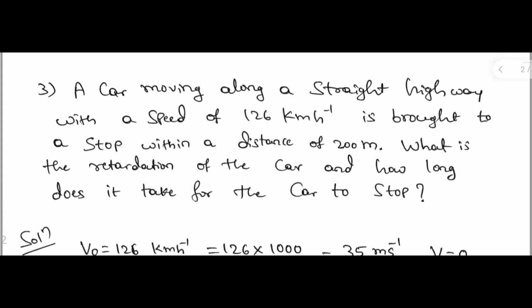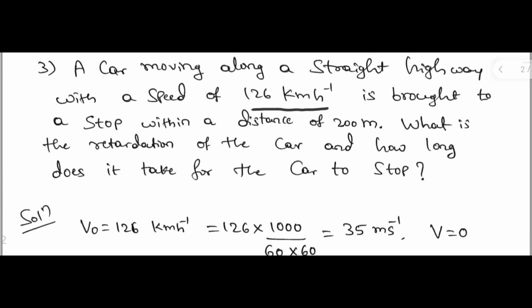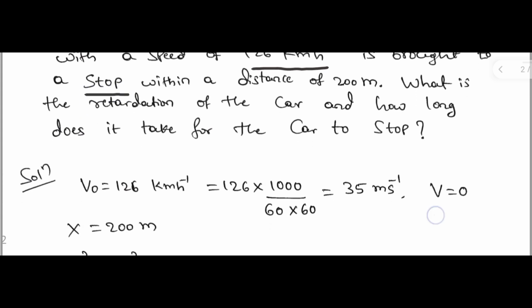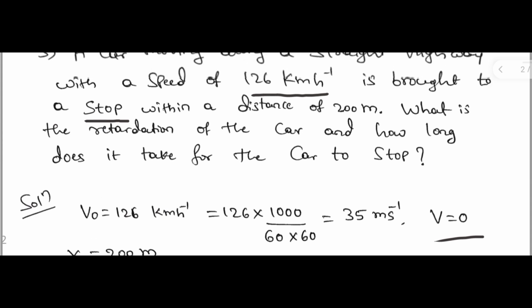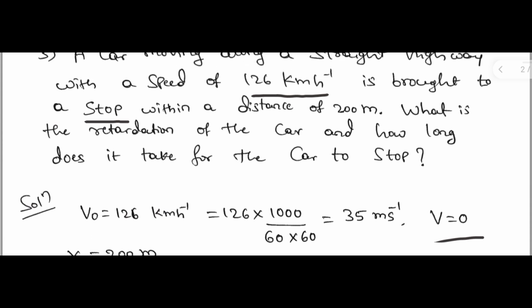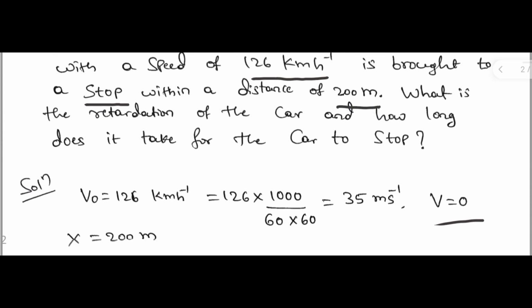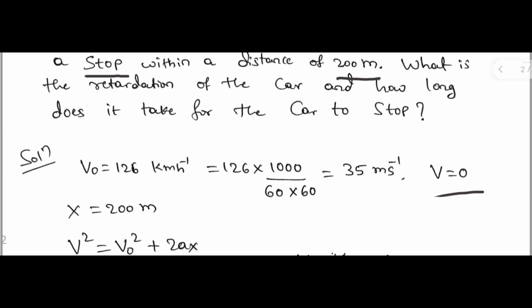Here a car is moving along a straight highway with a speed of 126 km per hour. This is the initial velocity, so you have to write it as v naught. Then it is brought to a stop, which means final velocity v is 0, and within a distance of 200 meter, so the distance interval x is 200 meter.